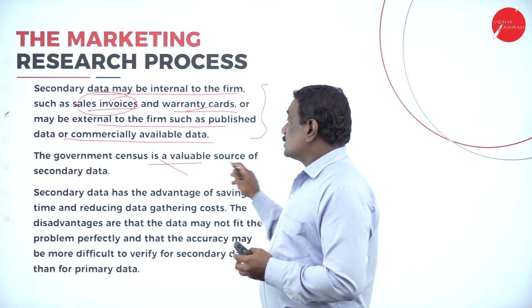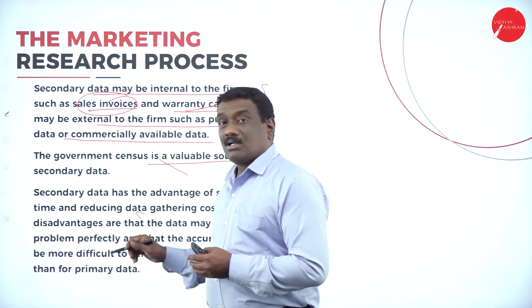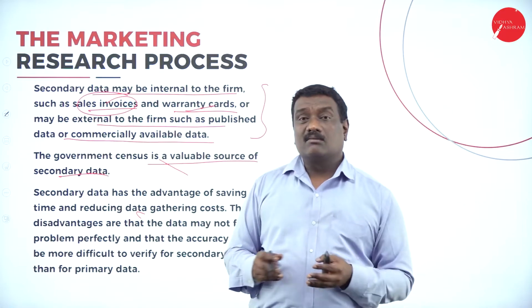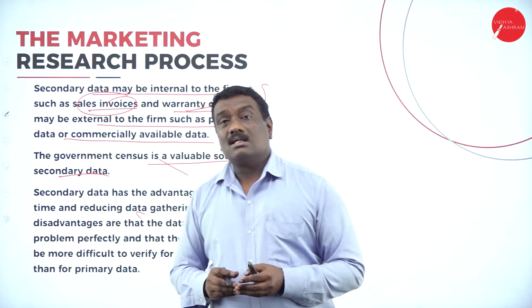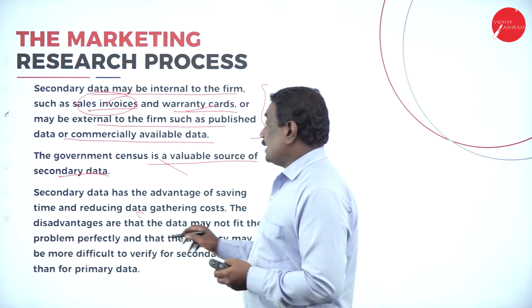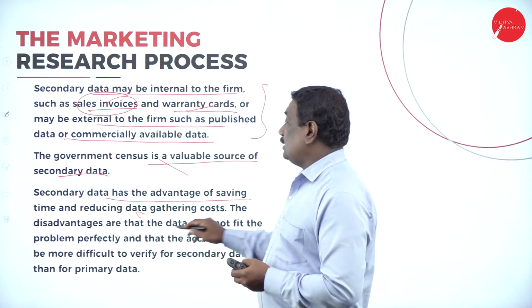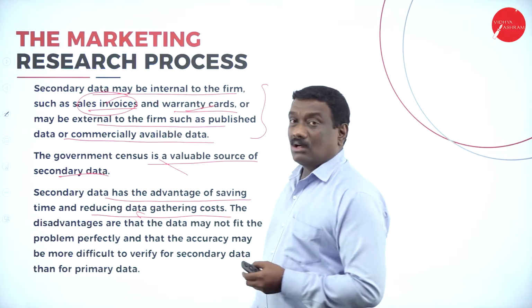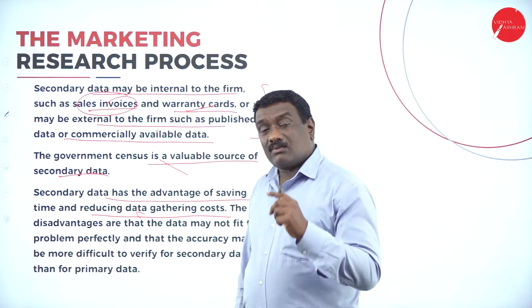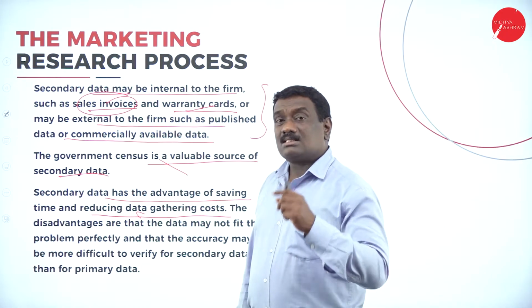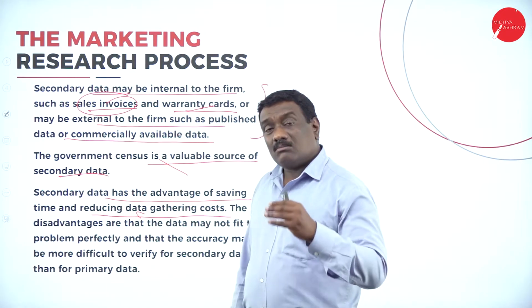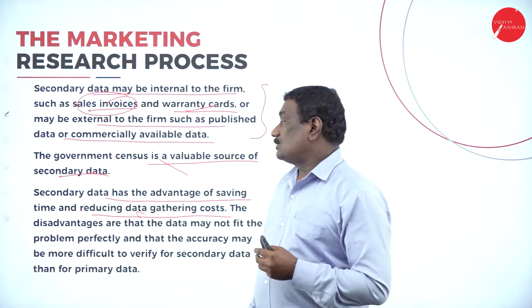Now, the government census is also a valuable source of secondary data because the census which has been done by the government is purely an external one. So even that can be used as secondary data for investigation. Now, secondary data has the advantage of saving time and reducing the data gathering cost. So here this secondary data is very less expensive as well as less time consuming compared to the primary data, because primary data is more expensive and more time consuming.